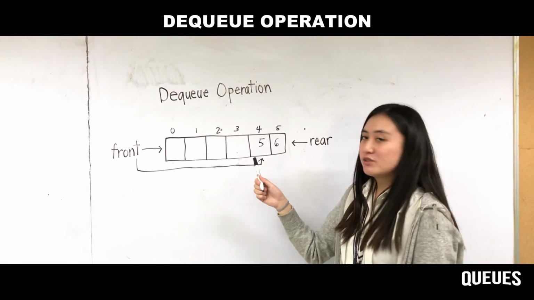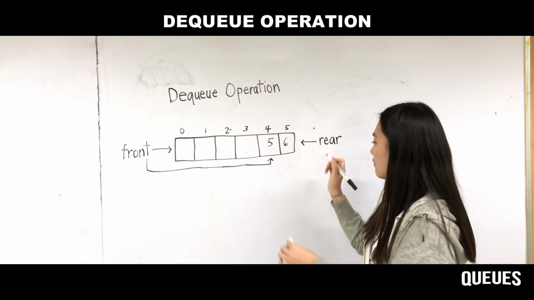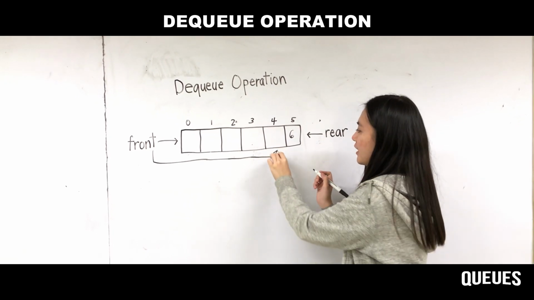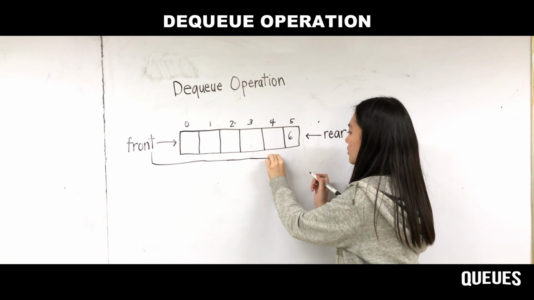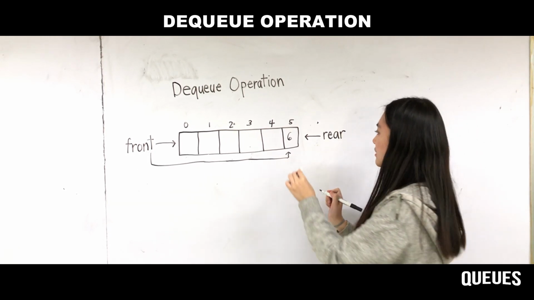After deleting the previous element, we will now proceed to the next element, which is 5. The 5 will be deleted, and the front will now reach the end, which is the rear. And the last element will be deleted.